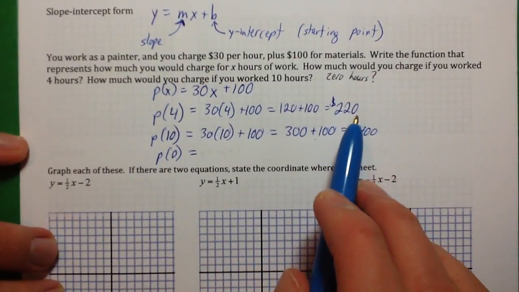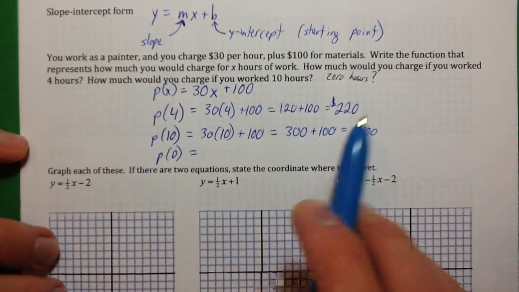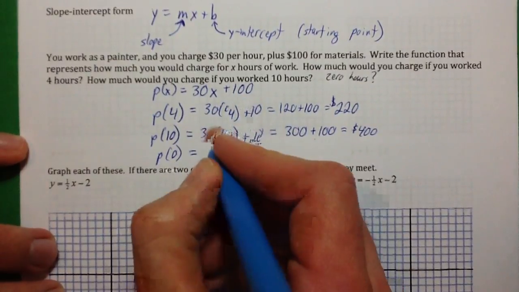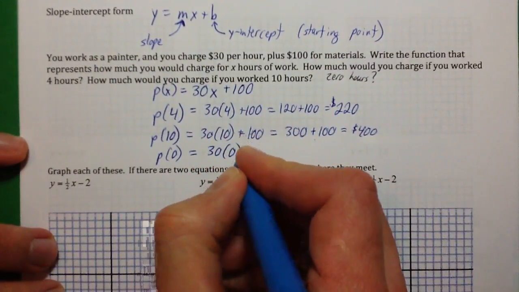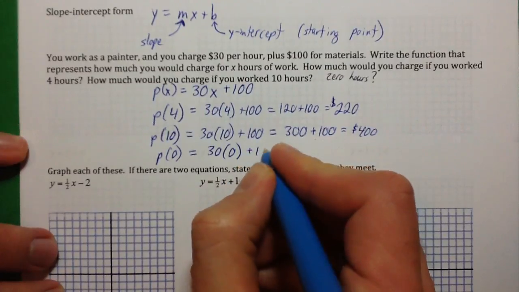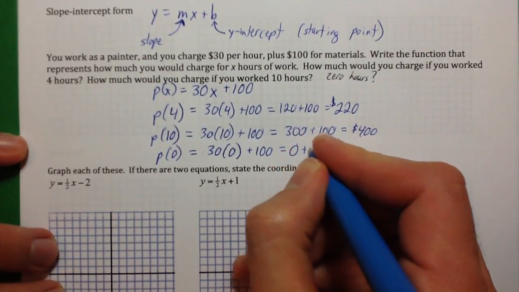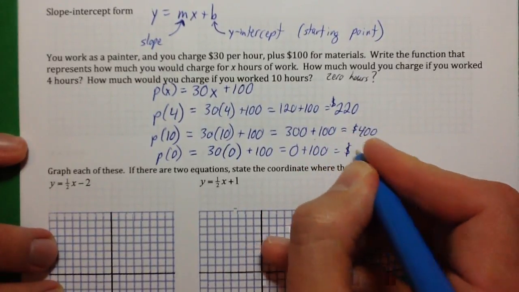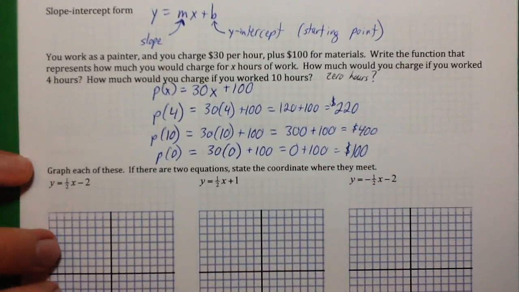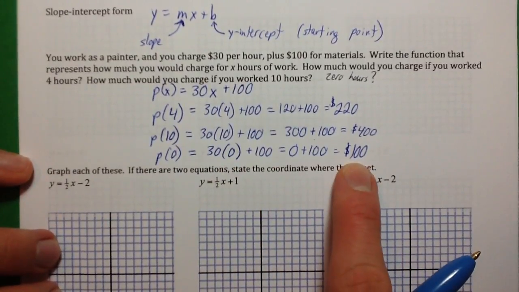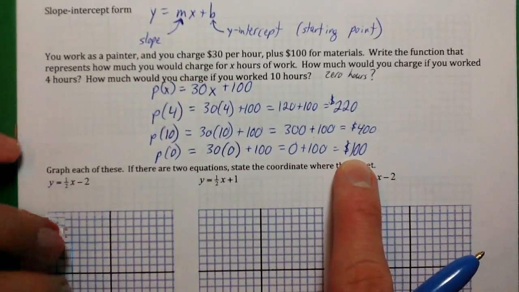I've already bought the paint. I've already shown up at your house to give you an estimate. I've already done $100 worth of stuff. I have worked 0 hours, so I would go 30 times 0 plus 100, and you can do this in your head, clearly. 30 times 0 is 0, 0 plus 100 is going to be 100. So if you want me to paint at your house and then you cancel on me at the last minute before I ever work a single hour, sorry, we'll send you a bill for $100. That's just the way it is.